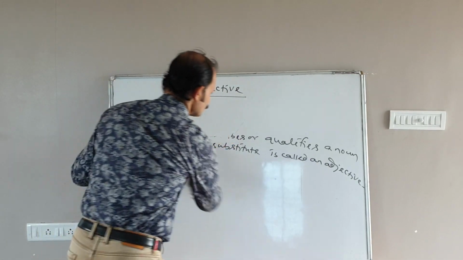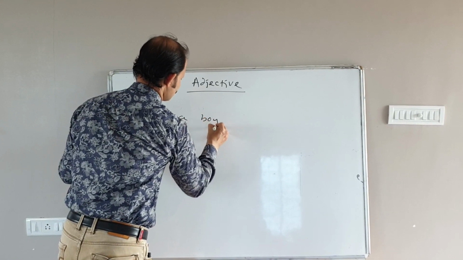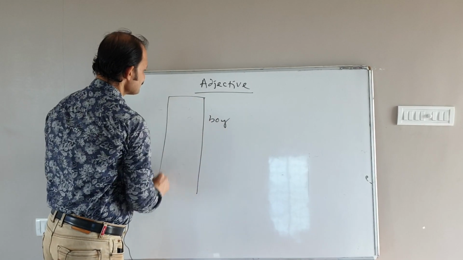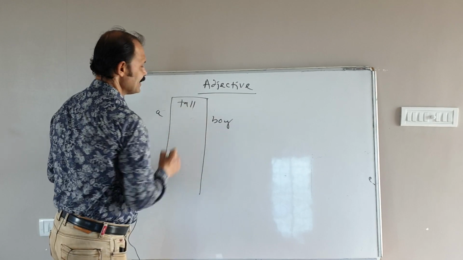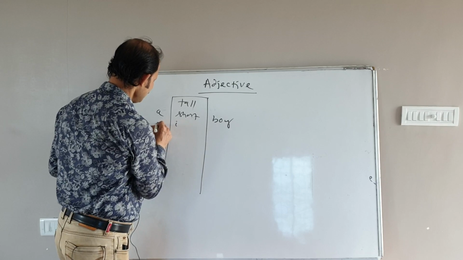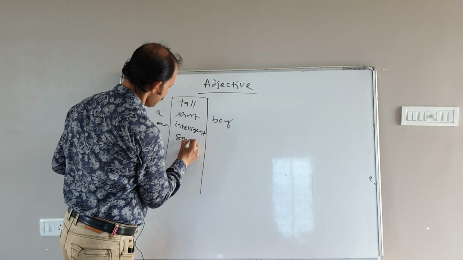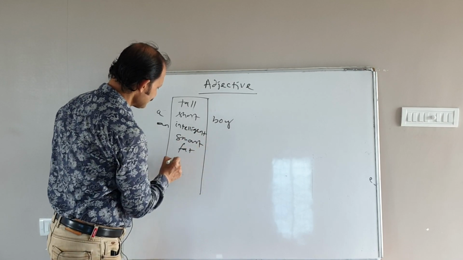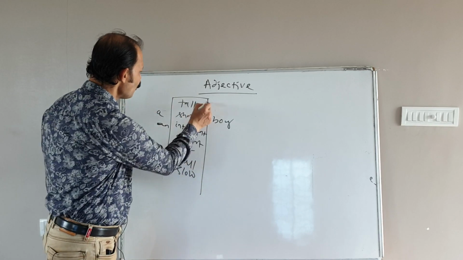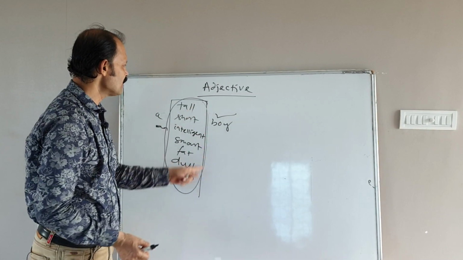How am I telling you? Suppose one noun here is boy. Now think, I can say a tall boy, a short boy, an intelligent boy, a smart boy, a fat boy, a dull boy, a slow boy. All these words describe the noun boy in different ways. Hence, these words are the adjectives.